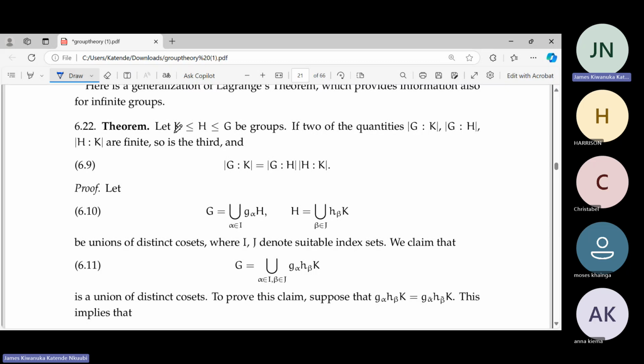So let's look at the next theorem. This theorem says, suppose you have 3 groups where K is a subgroup of H and H is a subgroup of G. Since K is a subgroup of G, you can talk of the index of K in G. And also since H is a subgroup of G, you can also talk of the index of H in G. And since K is also a subgroup of H, you can talk of the index of K in H. So if these two indices, of H in G and of K in H, are finite, then this one will also be finite because this is a relationship between them.